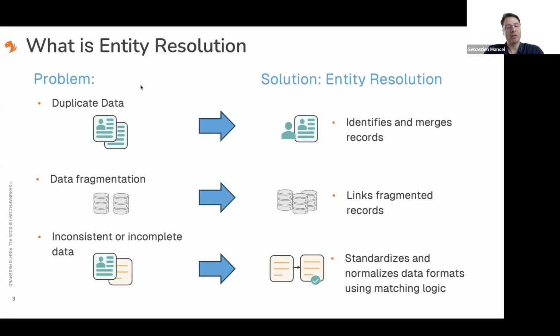Here is where entity resolution steps in. It matches and merges duplicates into a single trusted record. It links fragmented records across systems to provide a unified view of an entity. It handles inconsistencies through data standardization, probabilistic matching techniques, and increasingly AI and machine learning models that improve accuracy over time. Ultimately, entity resolution transforms messy, disconnected records into accurate, actionable views of real-world entities.